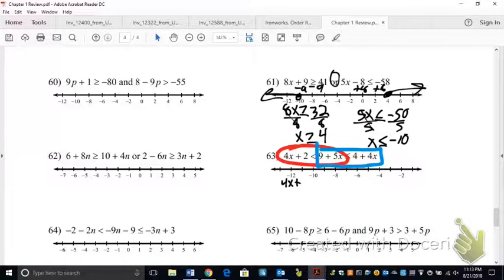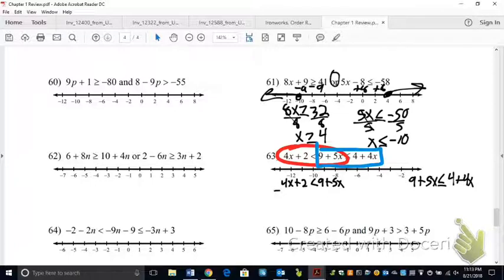So I'm going to start off with 4x plus 2 is less than 9 plus 5x. And then the other one is 9 plus 5x is less than or equal to 4 plus 4x. Okay? Now this should be an and, but we can never be sure, so just be careful.